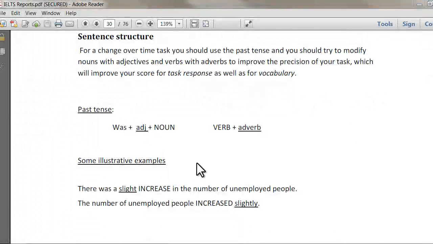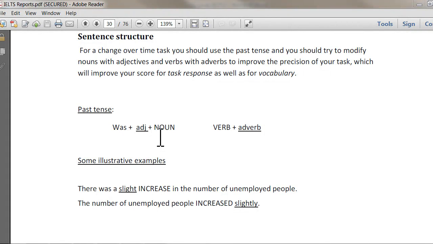Okay, so just jumping back, sentence structure: we want to have noun phrases and then modify them with adjectives. So instead of just saying there was an increase, we could say there was a dramatic increase. Now this is a good thing to do. It makes your task achievement better if you can be more precise. So it helps your task achievement.